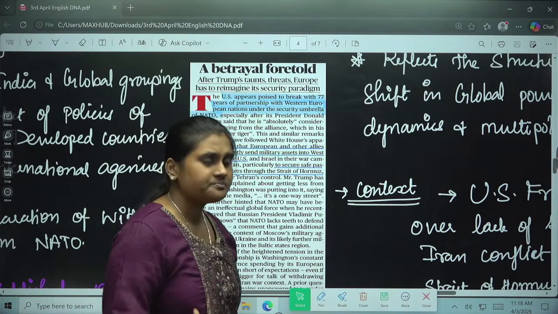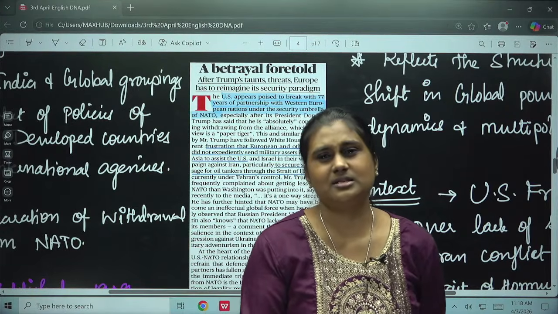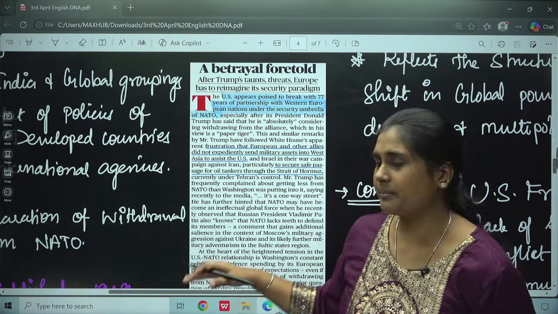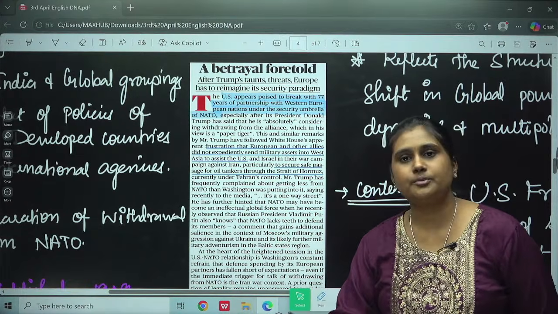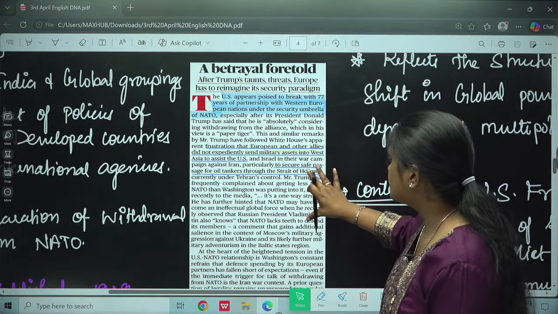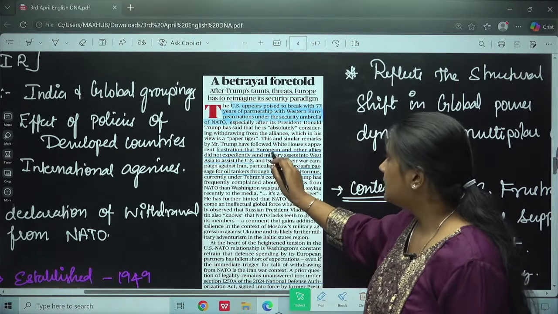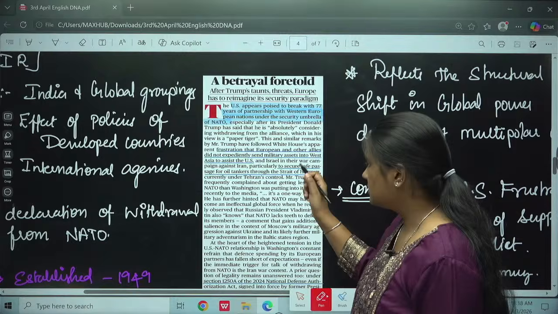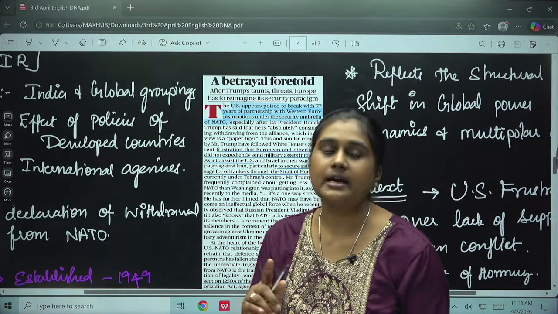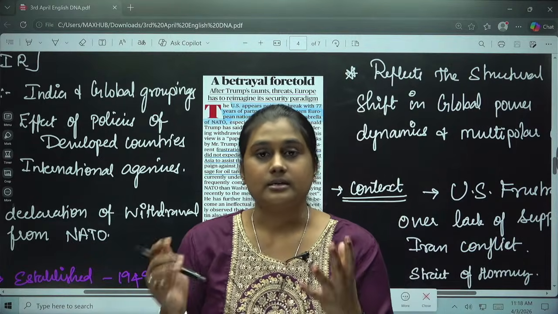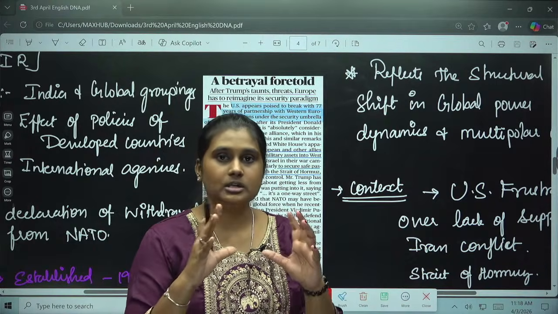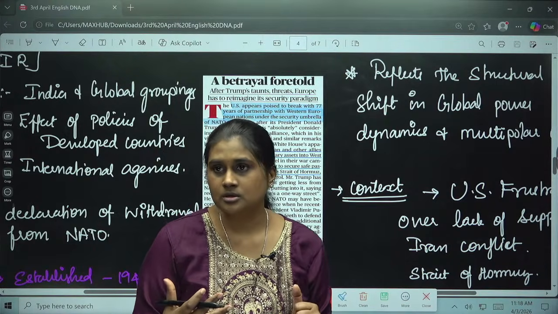Trump has received major criticism, like the "paper tiger" remark and everything, but that is not important for us. What we are going to see is the major cause. There is no support for the US when it comes to the Iran conflict, and they didn't help to retrieve the Strait of Hormuz, where oil security has been a major concern.